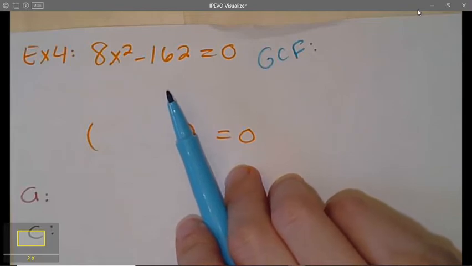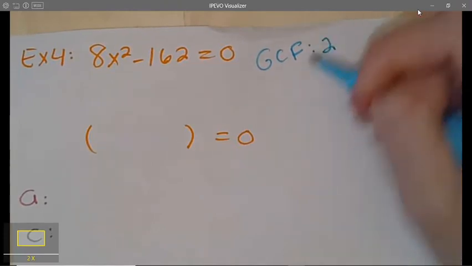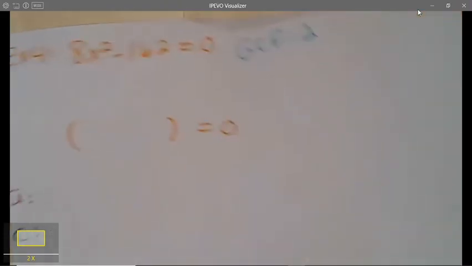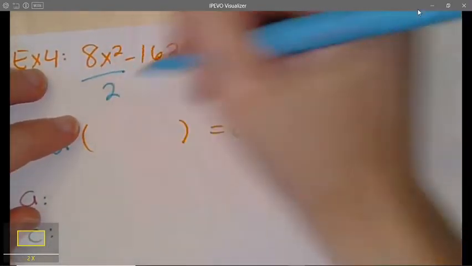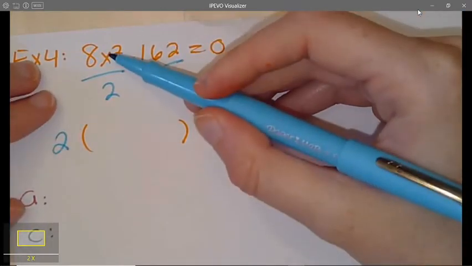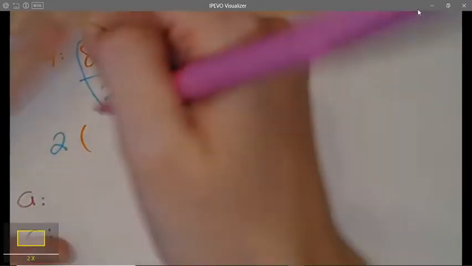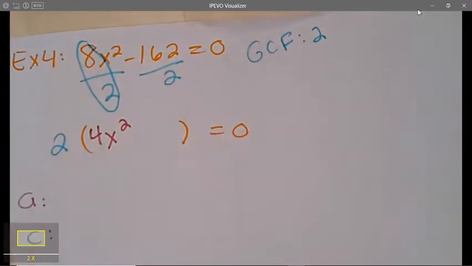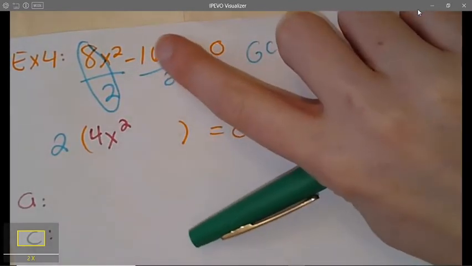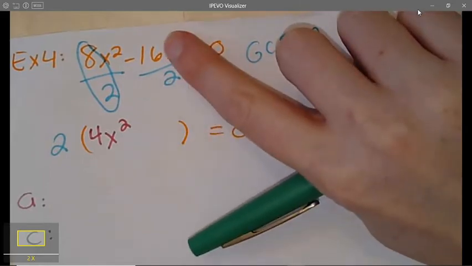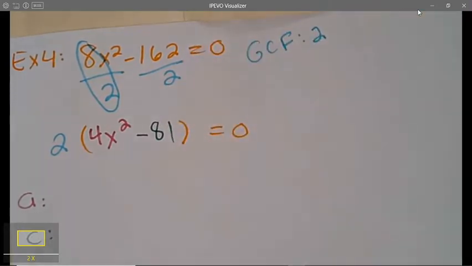That's kind of tricky. Well, if you don't know, the largest number that will divide into 8 and 162 is 2. So I'm going to divide 2 into each of these numbers and write my GCF in the very front of my parenthesis. 8 divided by 2 will give me a 4x squared. Then negative 162 divided by 2 is negative 81.